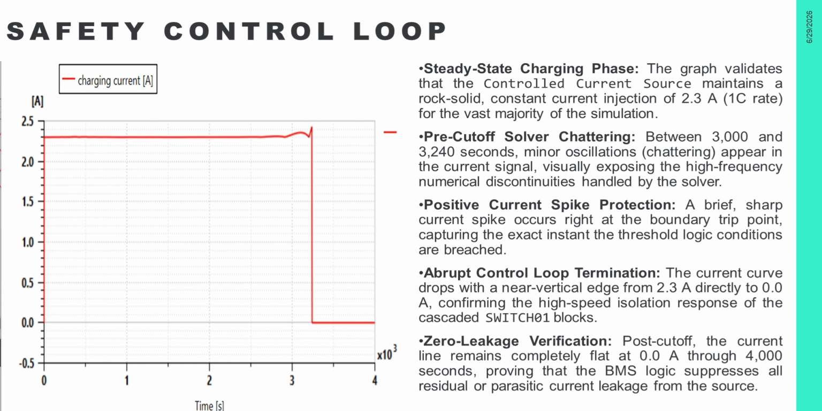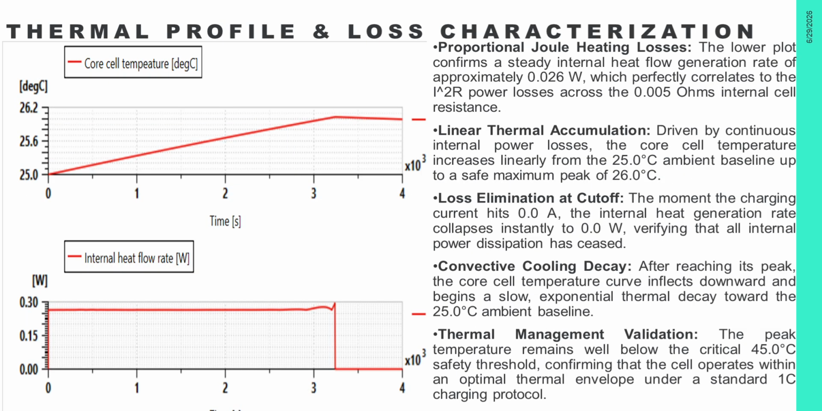That's why in most of the cars there are different power electronic components combined to form a constant current. So between 3000 and 3200 we see minor oscillations. This is because the solver which we have used as a control system has high frequency numerical discontinuities, but this will not affect the battery that much, and we see that around 3240 seconds the charging has stopped due to the attainment of 100%.